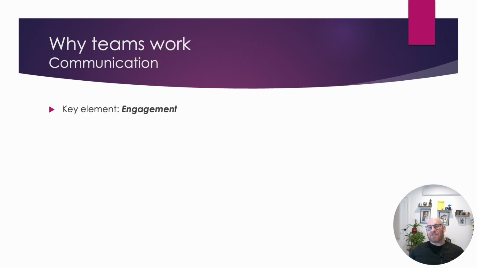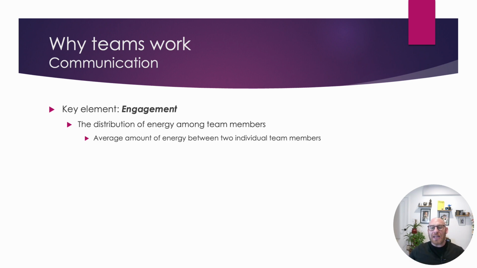Now, the next dynamic of team communication is engagement. Engagement reflects the distribution of energy among team members. So recall that energy, for our purposes, is a technical term, and it's measured by the number and nature of exchanges. So engagement is a function of the average amount of energy between two individual team members, A and B, and C, A and C, and so forth.